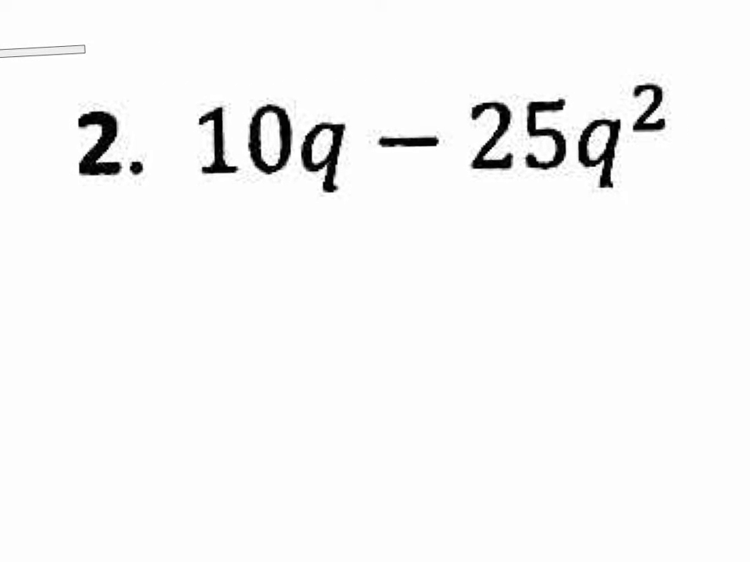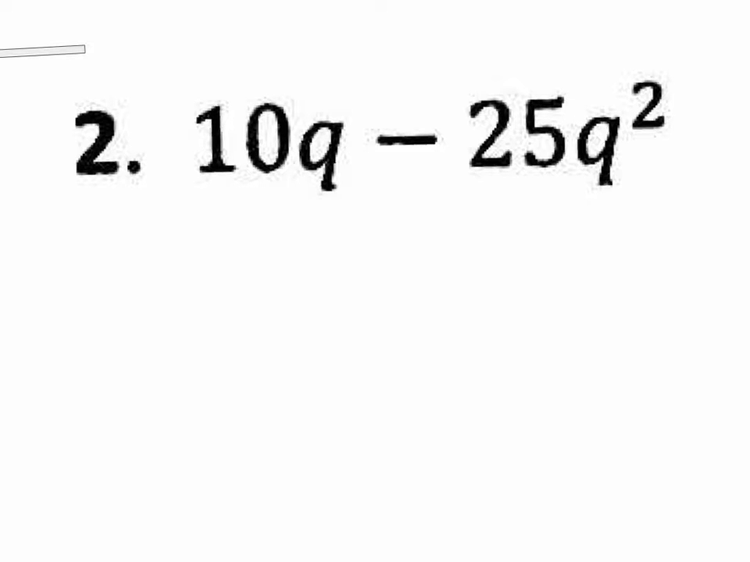Okay. And how about this next one? Number 2, we have a 10q minus 25q squared. What's in common in both terms? There's 5s and there's what? There's q's, right? So I could definitely pull out the multiple of 5, and I could definitely pull out one of those q's. That's my maximum amount of q's. So if I do pull out the 5q, what would be left on this first term? If I pull out a 5q, what's left in here?